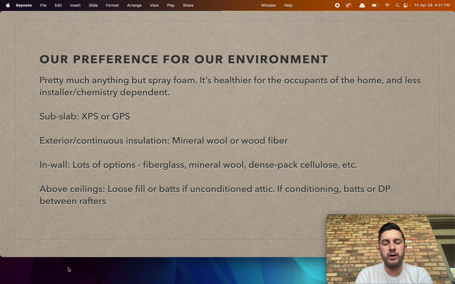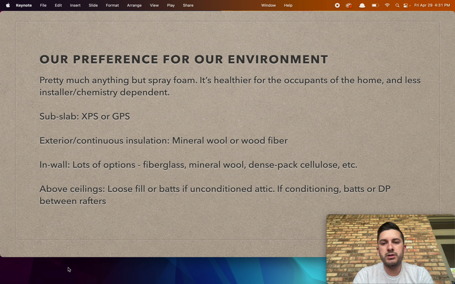So here's what we'll typically be using. Sub-slab, we will be insulating the slab edge, but also sub-slab, with either XPS or GPS. Exterior or continuous insulation is not a common practice here, but we will be doing it. Mineral wool is a great product. Wood fiber insulation is excellent for this type of insulation.